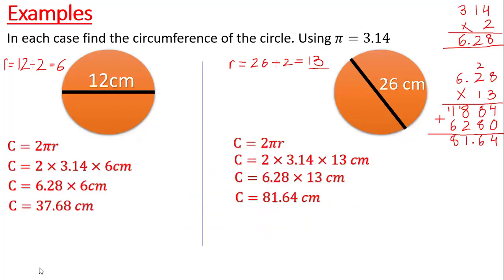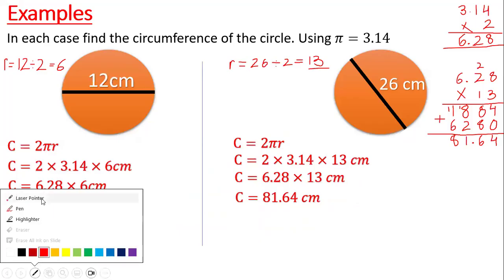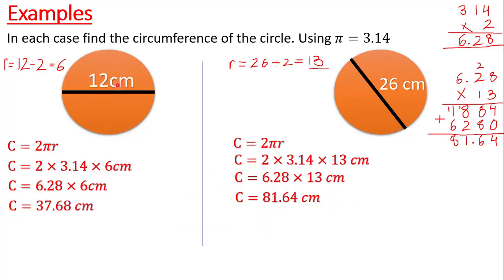But again, what is half of 12? 6. So we're gonna use 6 for our radius, right? Our radius is gonna be 12 divided by 2, which is 6. And then we just do 2 times 3.14 times 6, which gives us the circumference.